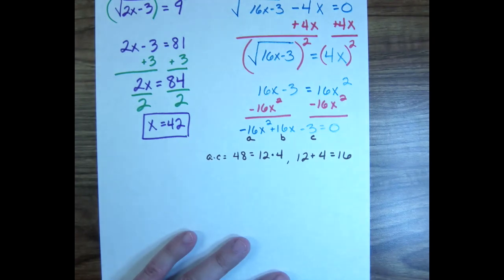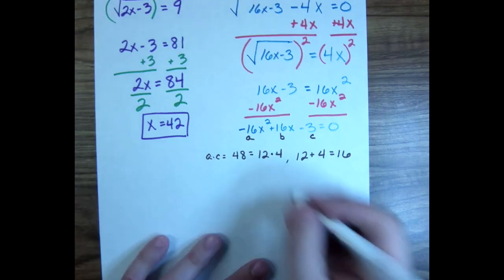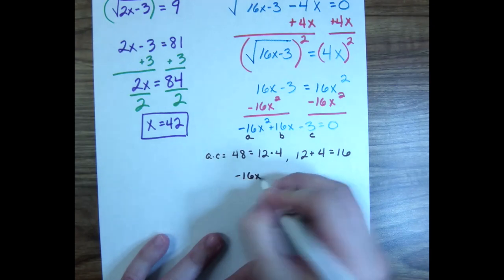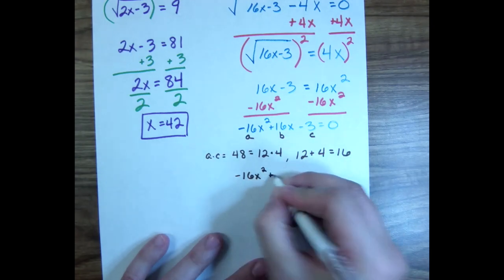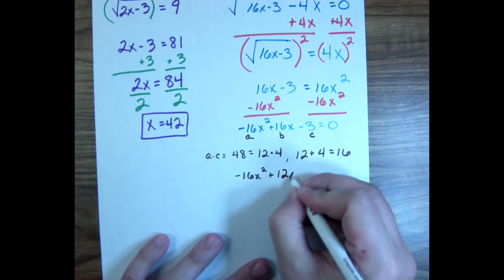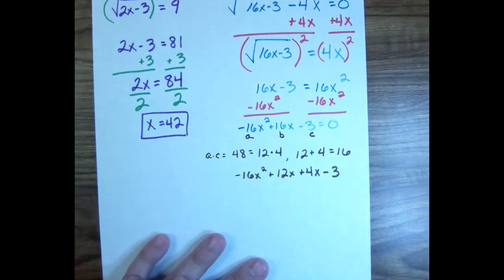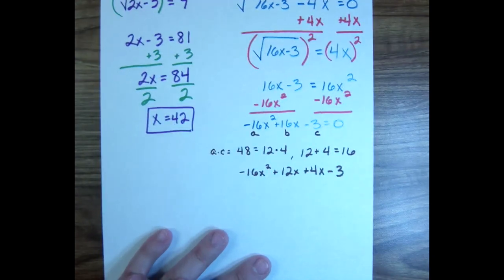I forgot what to do next. I'm lost. There you go. We take the 16 and split it into 12 and 4. Okay. Then we group them.